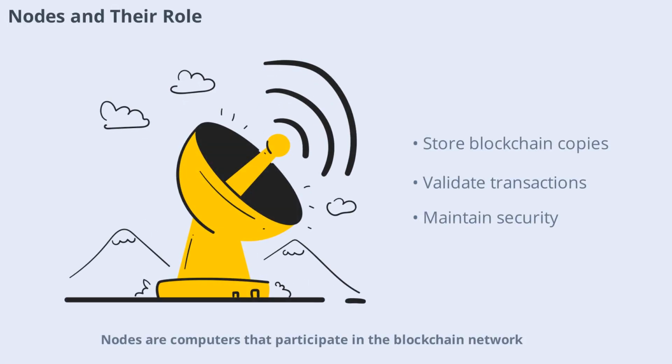Nodes are computers that participate in the blockchain network. Each node keeps a copy of the entire blockchain and helps validate new transactions. Some nodes, called full nodes, store the complete history, while others, called light nodes, store only parts. Nodes work together to maintain the network's integrity and security, making blockchain a truly decentralized system.